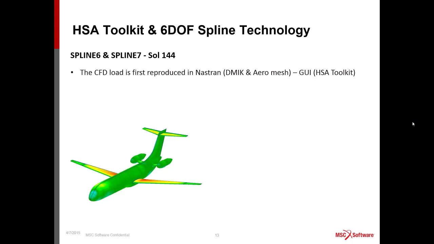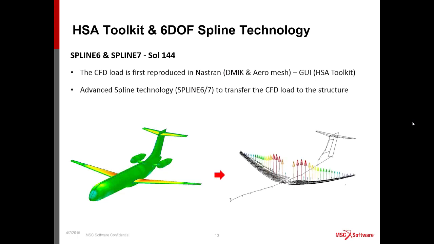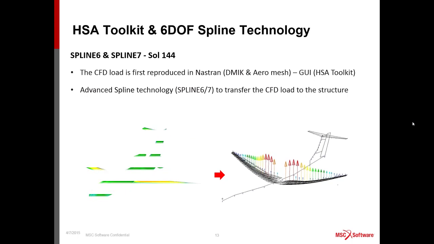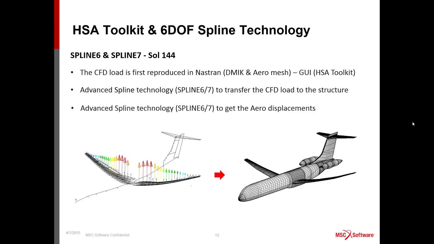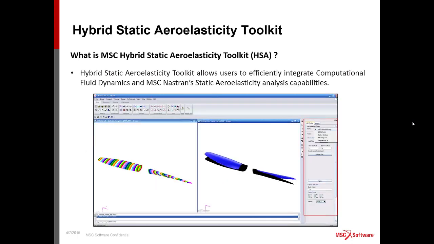First of all, the CFD load is reproduced in Nastran by using the aerodynamic mesh and the direct matrix input on the K-set, that is the load. The load is afterwards transferred to the structure by using spline 6 or 7, depending on the situation. Once Nastran calculates the structural displacement, it interpolates the displacement of the structure on the aerodynamic model. This is very important because if we think about an open FSI, or loosely coupled simulation, we can use this interpolation procedure in order to couple Nastran to a CFD code, as I'm going to show you later on.